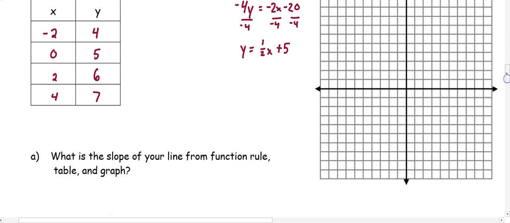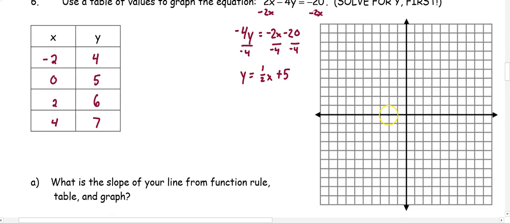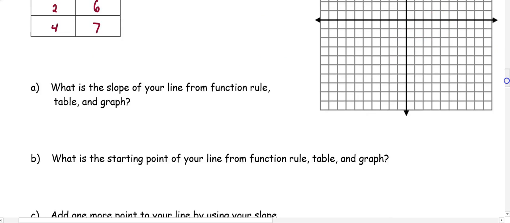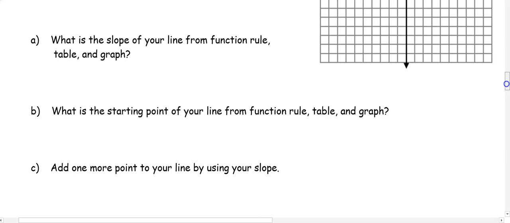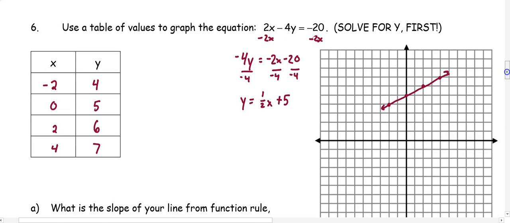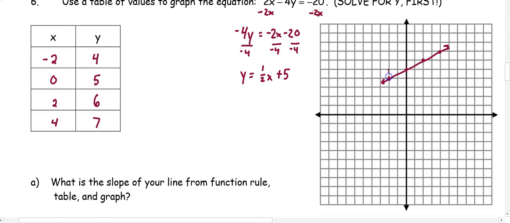So I can plot these points again, and then I can answer the question. So I have -2, 4, 0, 5, 2, 6, and 4, 7. I can connect those points. So question A, what is the slope from your line, the function rule, and the graph? So if we look at the graph, we went up 1, right 2. That's the same slope that's in our function rule.